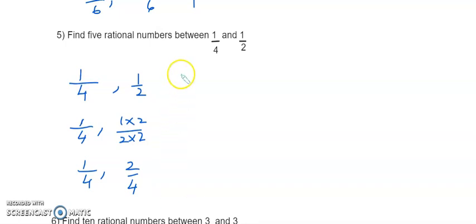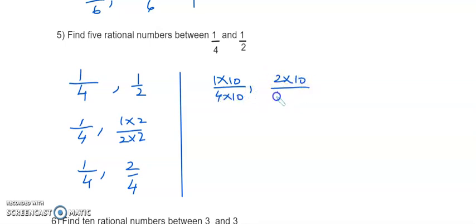So we are going to make it even smaller by multiplying by 10 to the numerator and the denominator. So we end up having 10 by 40 and 20 by 40. So from 10 to 20, in between 10 and 20, I can find many of them. So you can list out your own 5 rational numbers. It can be 11 by 40, 12 by 40, 13 by 40. So you have the options, right?